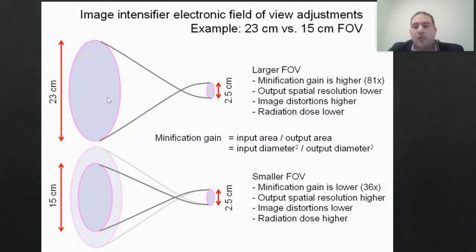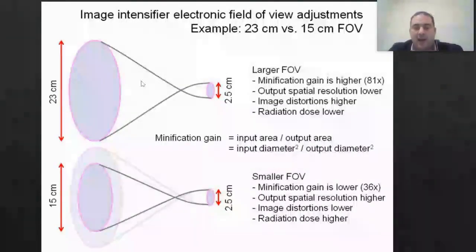Just as I am currently working with two different fields of view, one large and one small, I add the large field of view and the small field of view. Which one of them has more minification? We said the ratio between the two diameters. For me, which minification gain will be higher? The large field of view will have a higher minification gain for me. This will give you more, right? The second will have a lower minification gain compared to the large field of view.